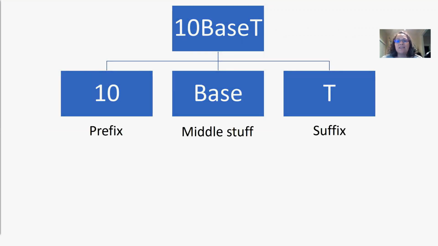Now, let's look at the prefix. These numbers are 10, 100, 1000, or 1G. This actually represents the speed of the standard in megabits per second. The G indicates gigabits per second. In our example, this means the 10 is 10 megabits per second.